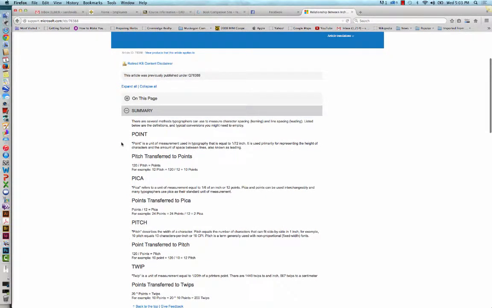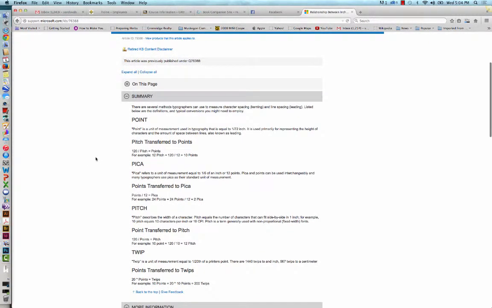The point, and I'm sure you guys know this, in graphic design, is a unit of measurement used primarily for representing the height of characters and also the amount of space between the lines, and we know that as leading. So a point, as a unit of measurement, is equal to 1/72nd of an inch, and it's used primarily for type measurements.